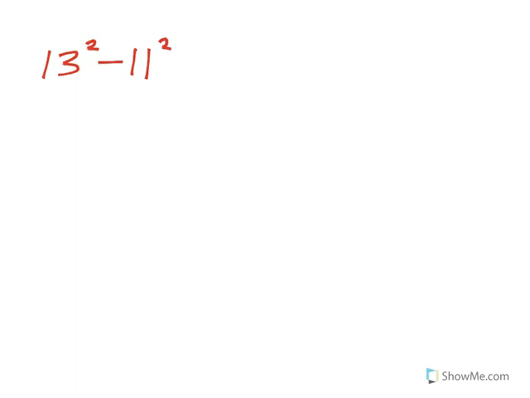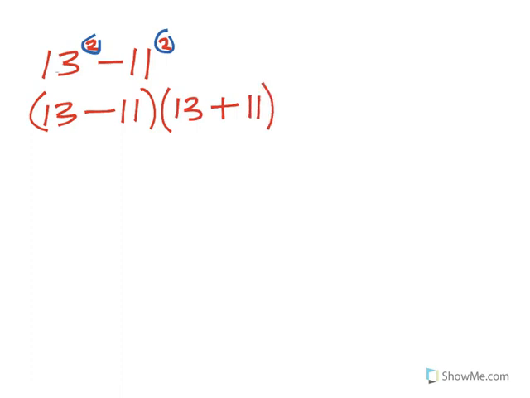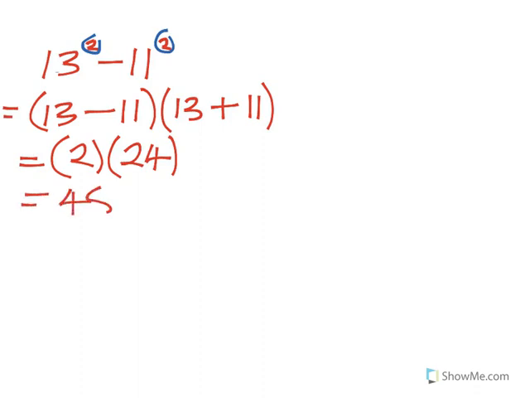Without using a calculator, you can write this one as 13 minus 11. You write it as it is. Pretend you are not seeing these squares. You will see 13 minus 11. You write again another one, 13, but this time you put a plus 11. What is 13 minus 11? You are going to find a 2, and 13 plus 11, you are going to see that it's 24. And 24 times 2 is equal to 48, which is the answer that you got.